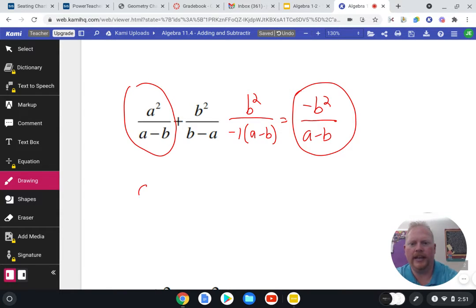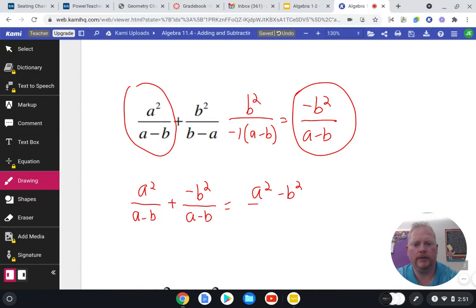So my expression is now a squared over a minus b plus negative b squared over a minus b. So now I've got common denominators. So now I can go ahead and combine those numerators. So a squared and a negative b squared over a minus b.